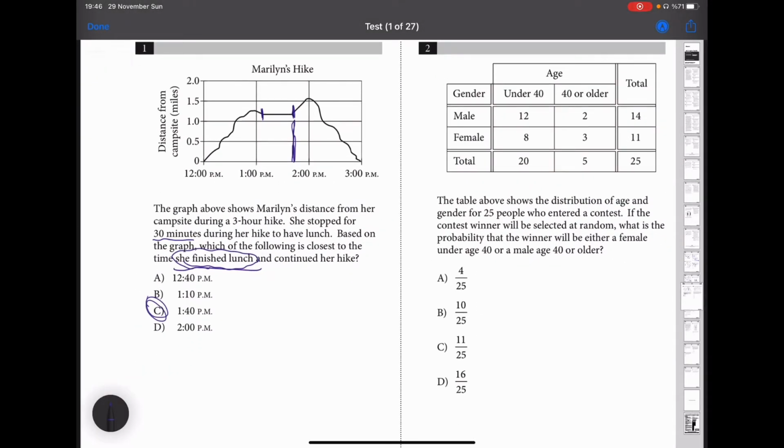Question 2. The table above shows the distribution of age and gender for 25 people who entered a contest. If the contest winner will be selected at random, what is the probability that the winner will be either a female under age 40 or a male age 40 or older? Okay. Female under 40 is 8. Male age 40 or older is 2. In total, 10 people can be the contest winner out of how many people? 25 people. So the answer is B.